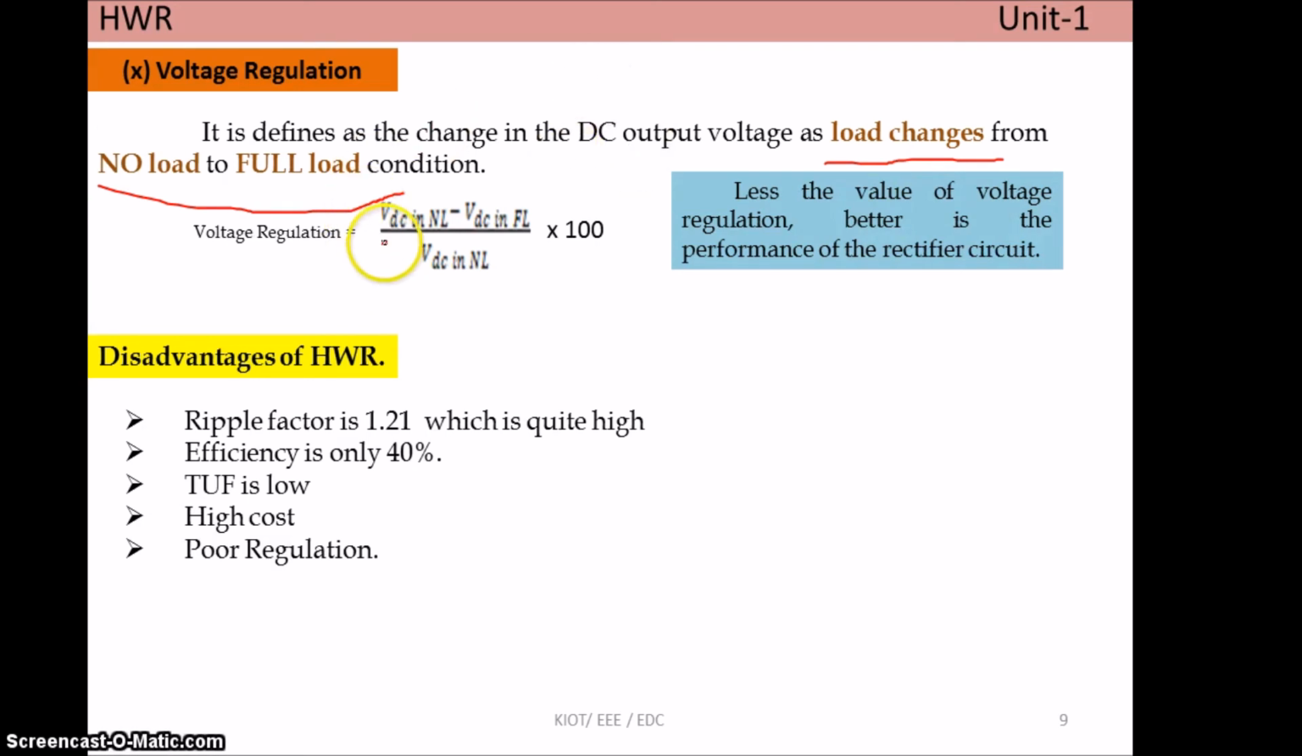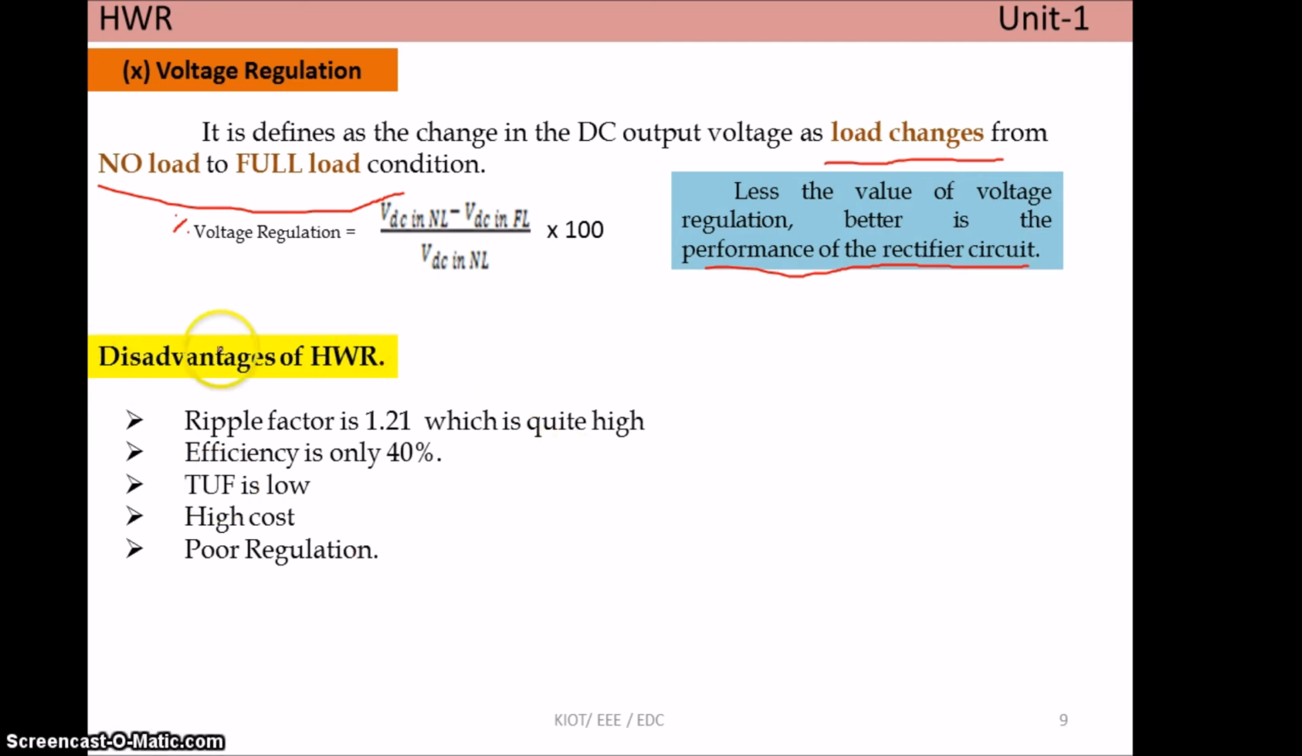The formula is VDC at no load, that is the DC output voltage in no load condition, minus the DC output voltage in full load condition, divided by the DC output voltage in no load condition, times 100. This is the formula for percentage voltage regulation. Normally, the lower the value of voltage regulation, the better the performance of the rectifier circuit. Very low voltage regulation means the circuit is capable enough to maintain a constant voltage at the output. So voltage regulation should be very low, and rectifier efficiency should be very high.